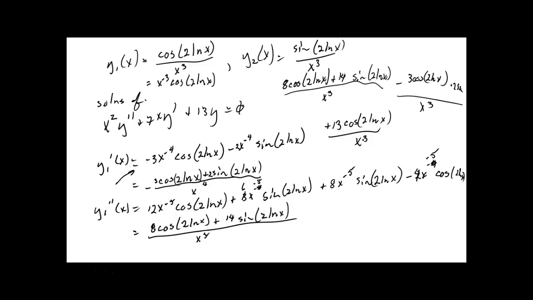It doesn't look like it's adding up right, does it? Here we have 8 cosine minus 3 cosine. That would be 5 plus 13 is 18. I've messed up some signs somewhere here. Sorry about that. Whose idea was this anyway?